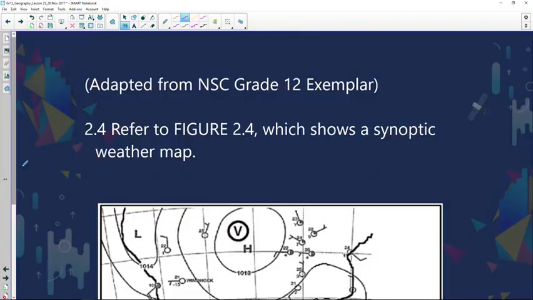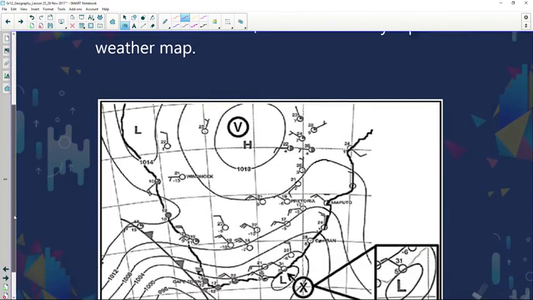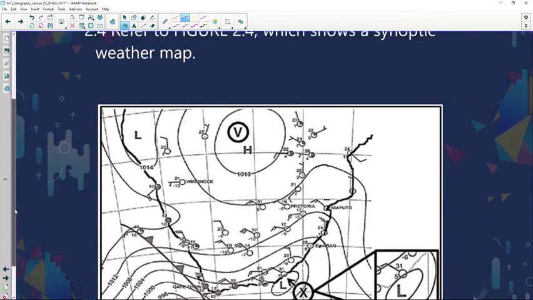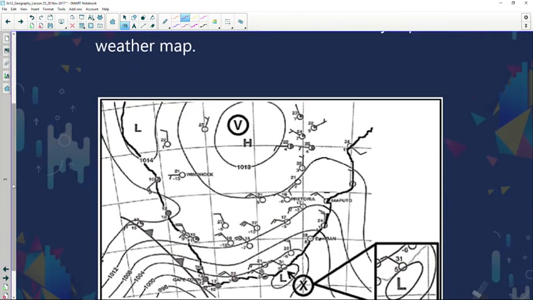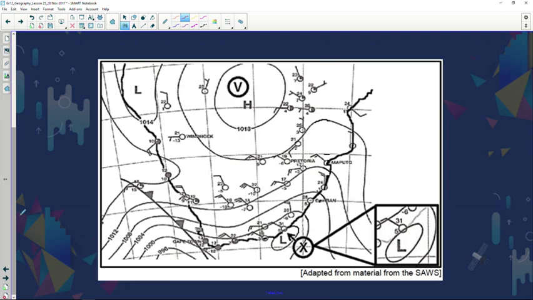Okay, 2.4. Refer to figure 2.4, which shows a synoptic chart. Before we look at the question, let's look at some clues over here. If I look at this synoptic chart, my first clue is this high pressure over the interior. When there's a high pressure in the interior, that high pressure is known as the Kalahari high pressure. Immediately I know it's winter.